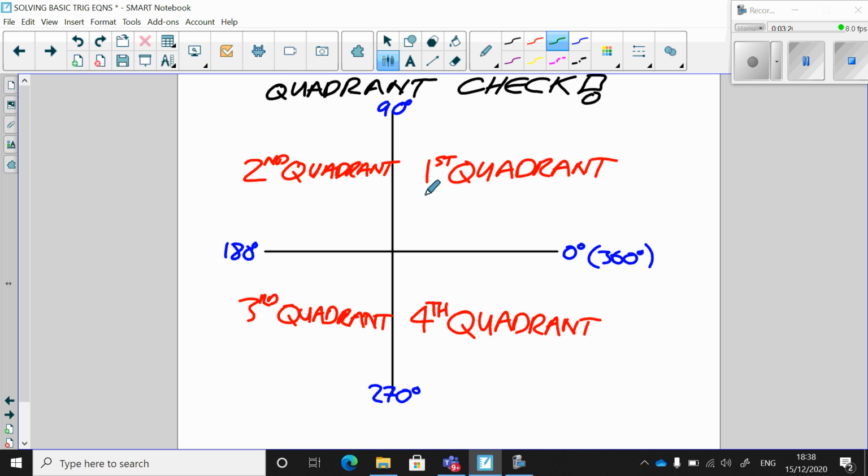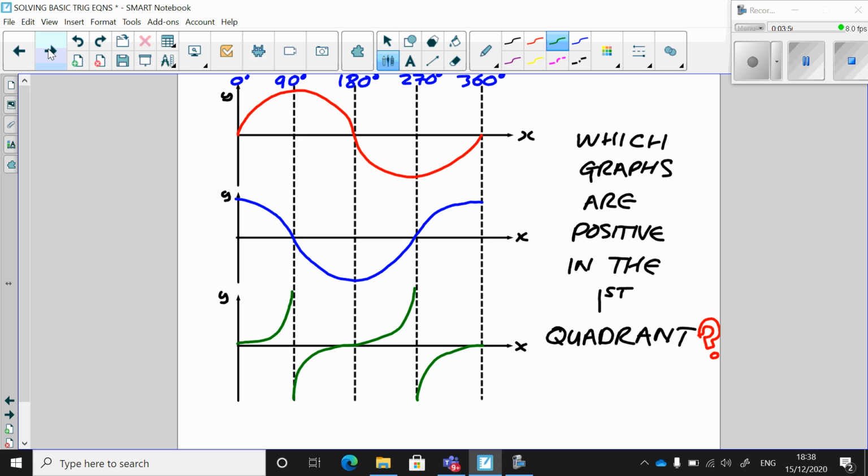Somebody's had to make up the rules. So that's the first quadrant, the second quadrant, the third quadrant, and the fourth quadrant. Quad meaning four, hopefully. The question we're asking here is, which graphs are positive in the first quadrant?